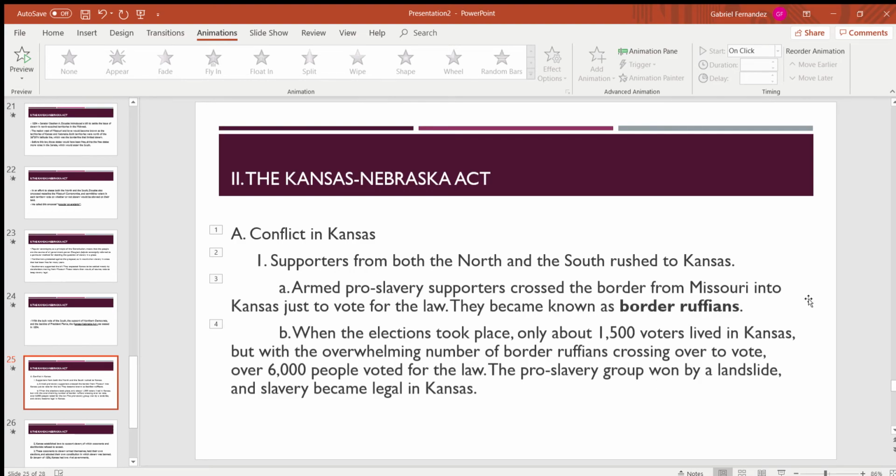New definition. When the elections for the Kansas-Nebraska Act took place, there were only about 1,500 registered voters living in Kansas. But with the overwhelming number of border ruffians that were crossing over, over 6,000 people voted for the law. The pro-slavery group, of course, won by a landslide, and slavery became legal in Kansas.